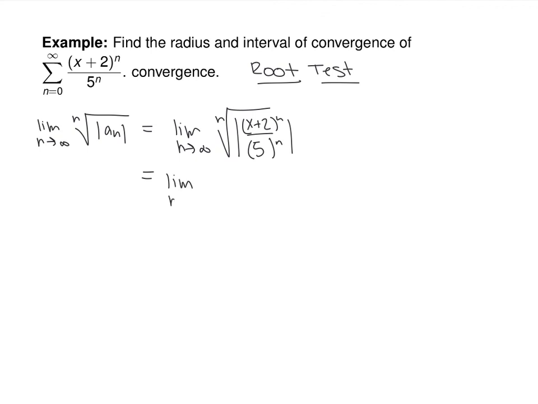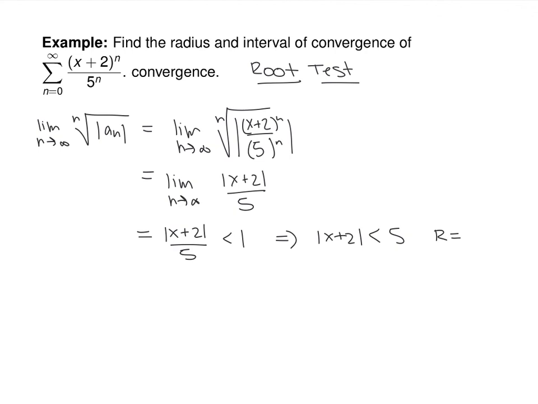So that's the limit as n goes to infinity of the absolute value of x + 2, because we don't know if x is negative or not, all over 5. And holy moly, that's just going to be a constant, so that's just the absolute value of x + 2 over 5. So this will converge if this thing is less than 1, and that implies that the absolute value of x + 2 is less than 5. Thus, R is equal to 5.